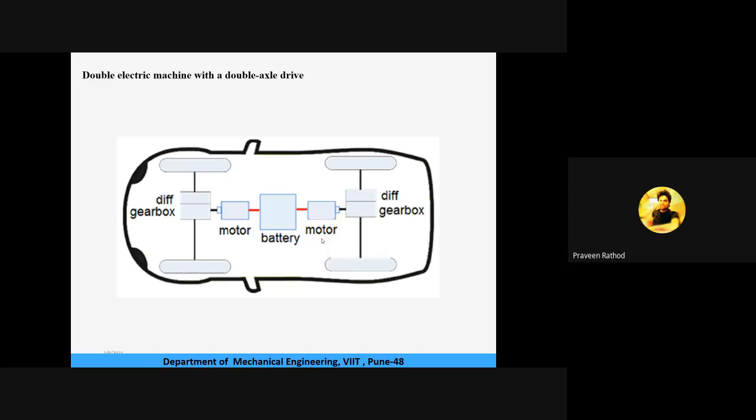Whatever research is going on currently, more and more research is going on in this type of double electric machine with a double axle drive. All the prototypes are being built with this type. We know that the conventional electric vehicle has a single electric machine. This topology has already been sufficiently developed, about 5 years back.